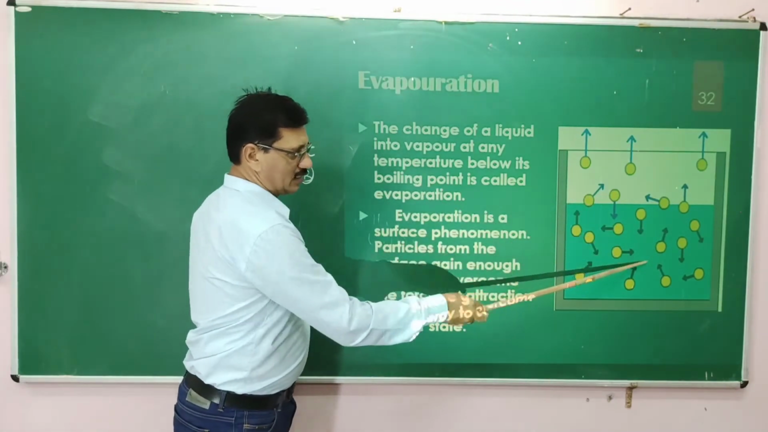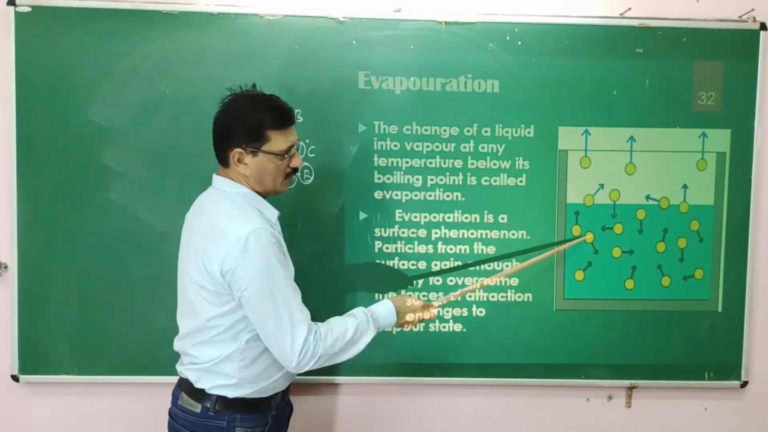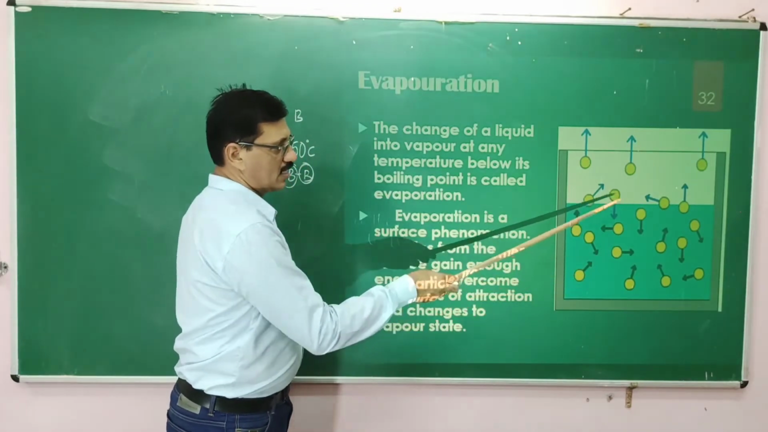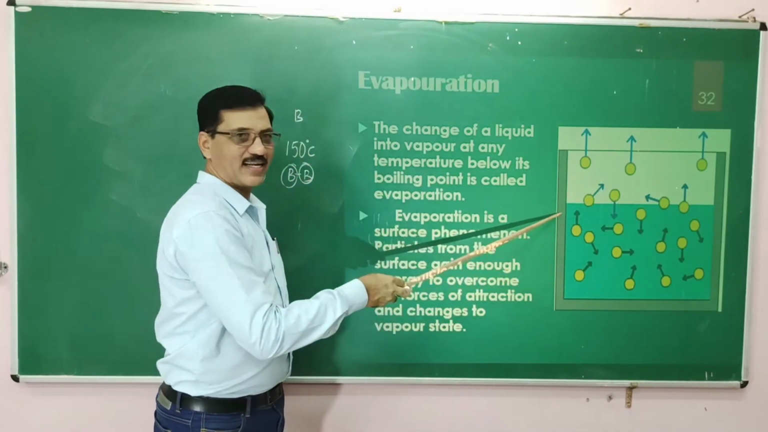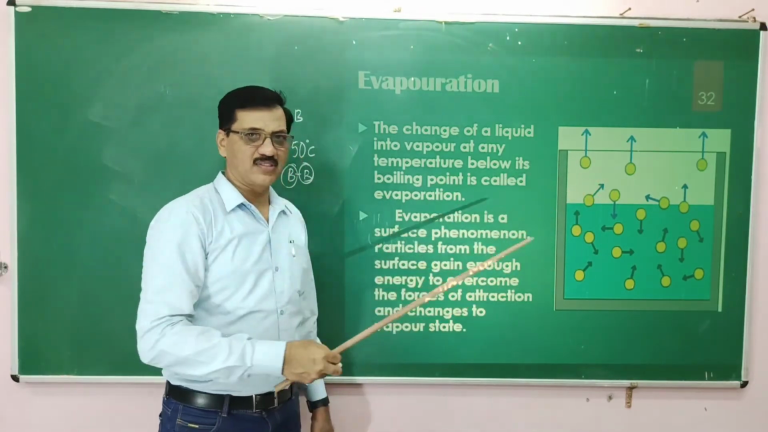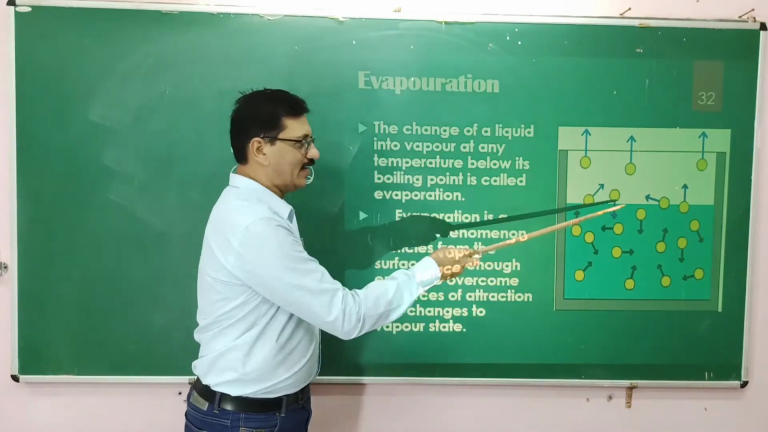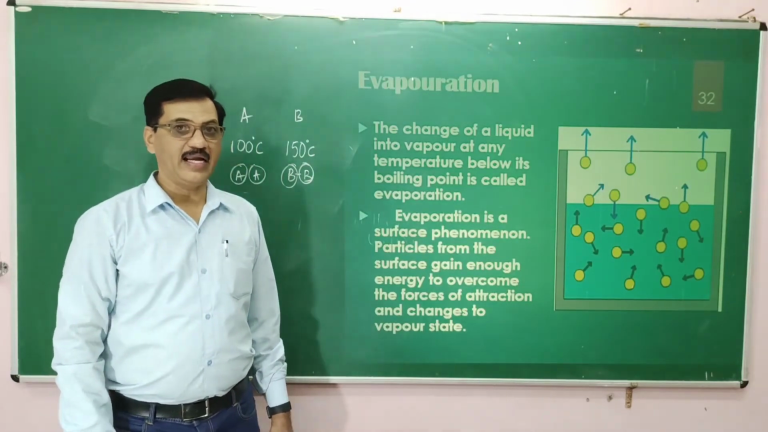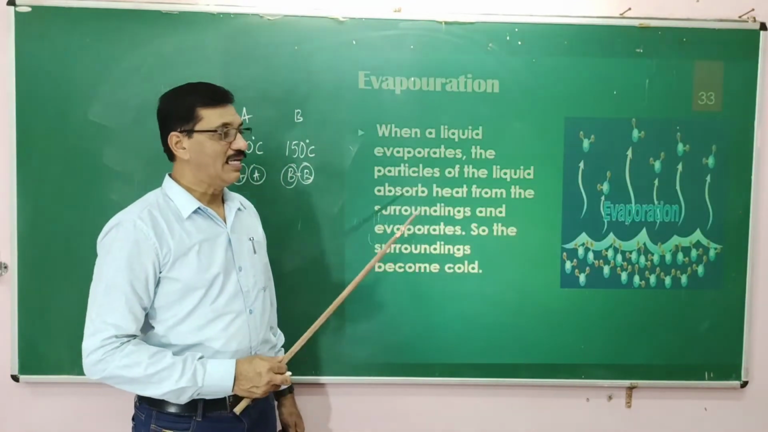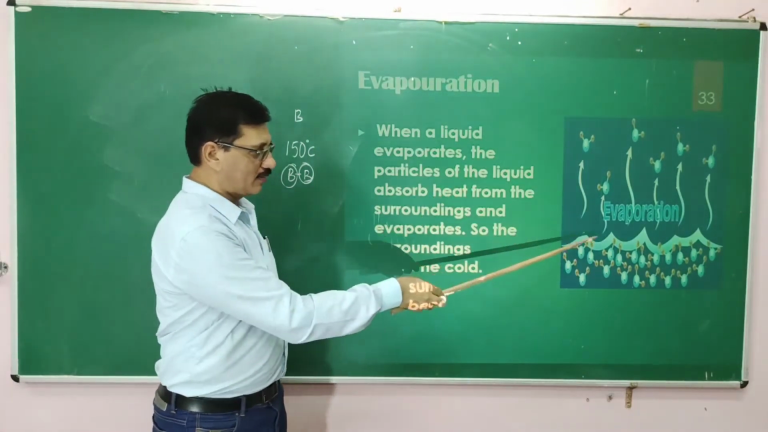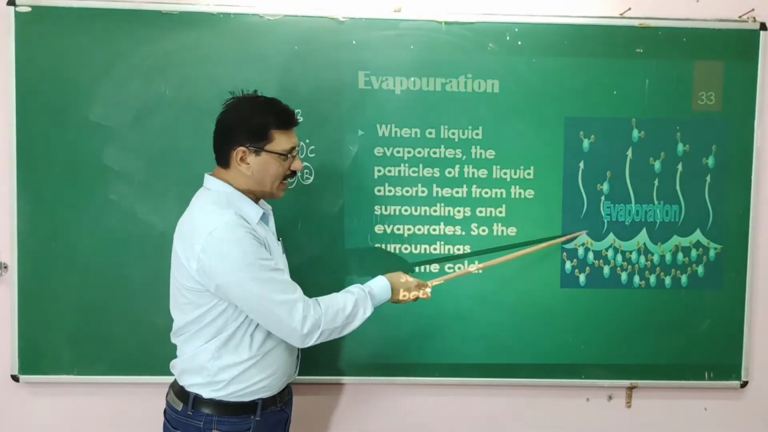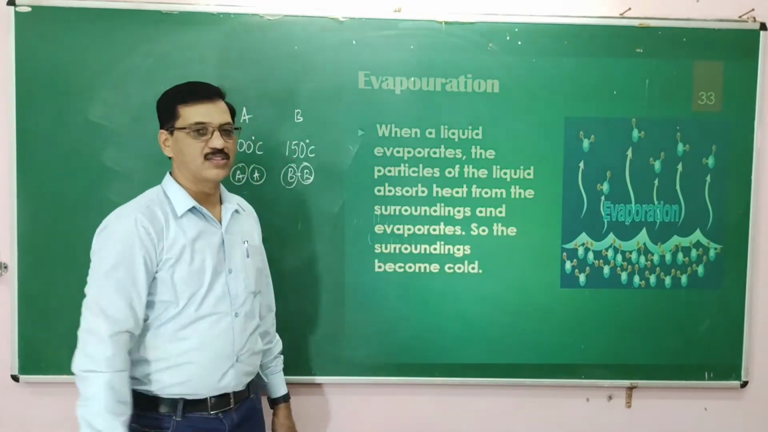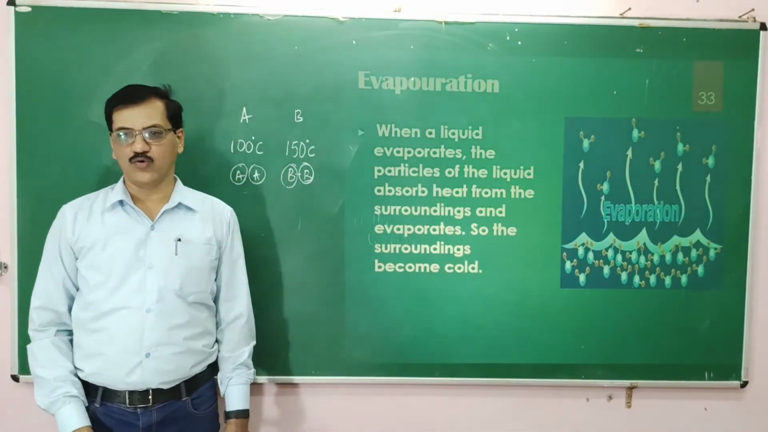Now, the particles of the liquid in the bulk are attracted equally by all other particles around them. But particles at the surface have less attraction. Therefore, they absorb a certain amount of energy from the surroundings, break the bond and escape into gaseous form. And evaporation always leads to cooling, because when these particles break the force of attraction by absorbing energy from the surroundings, the surroundings get cooled.